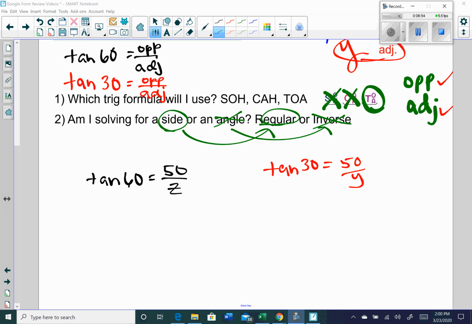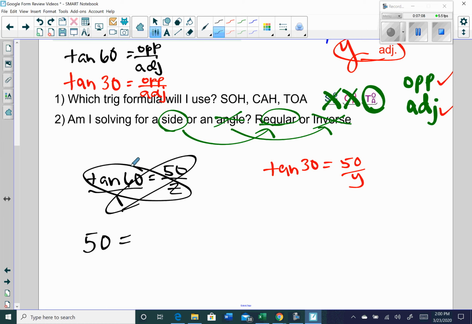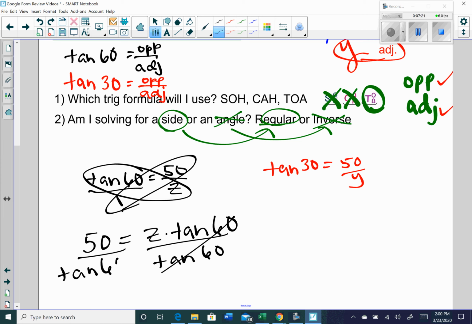So I rewrote both equations, and now since I'm not solving for an angle, I'm using regular. I'm going to use proportion, so I'm putting it over 1 and cross multiplying. 1 times 50 is 50. Tan of 60 times z is z times tan of 60. To isolate z, I need to divide by tan of 60 on both sides so that I reduce out that tan of 60 and have z by itself.